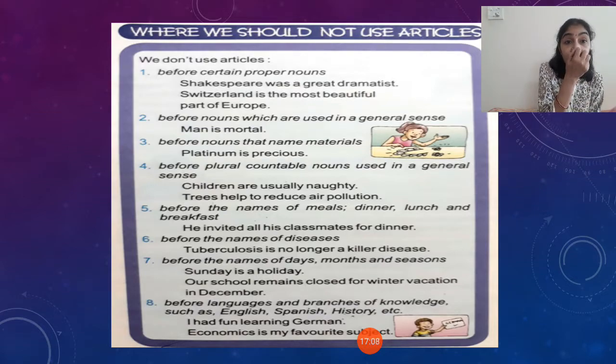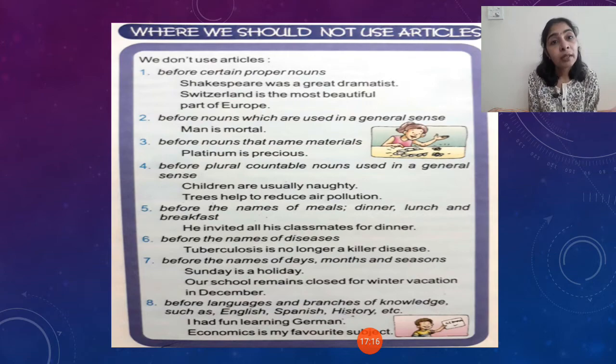Before the names of meals, dinner, lunch and breakfast: I invited all his classmates for dinner. Not for the dinner, not for a dinner, it is nothing like that, for dinner. Before the names of diseases, a tuberculosis, the tuberculosis, a jaundice: I was suffering from a jaundice, it is never like that. None of the articles are used there. I was suffering from jaundice, I was suffering from typhoid. Tuberculosis is no longer a killer disease. So here none of the articles are used.